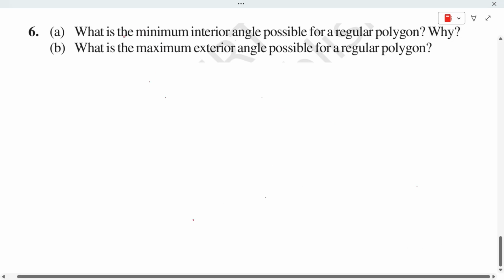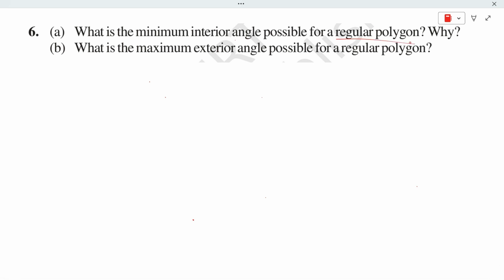Question number 6a. What is the minimum interior angle possible for a regular polygon? So consider the least number of sides for a regular polygon. What is the least number of sides for a regular polygon? The least number of sides is going to be 3. That is an equilateral triangle. So if all angles are equal, then I can call it a regular polygon, right? So all angles are equal to x.